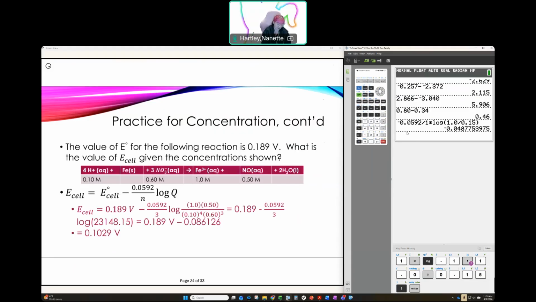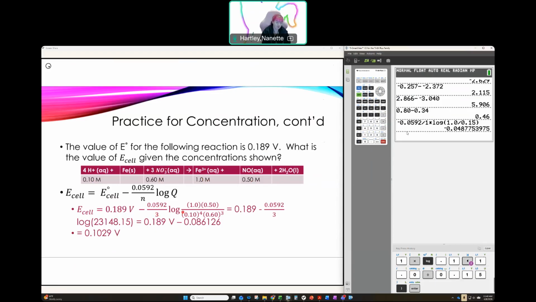This is another version of that, and I want to show you this one because it's a little bit different. Now, I've calculated the cell potential for this as 0.189 volts. And what's the value of the E cell given the concentrations as shown? So I have 4H plus at 0.10 molar, Fe solid, 0.60 molar, NO3 minus goes to Fe3 plus 1.0 molar, and NO at 0.50 molar, and of course the H2O liquid, so I'm not concerned about that. So I plug in my E naught cell. I know this is a 3-electron process because I'm going from Fe to Fe3 plus.